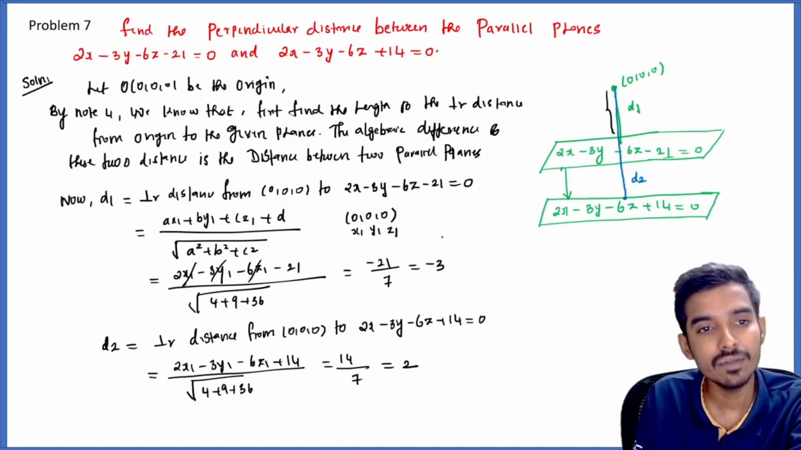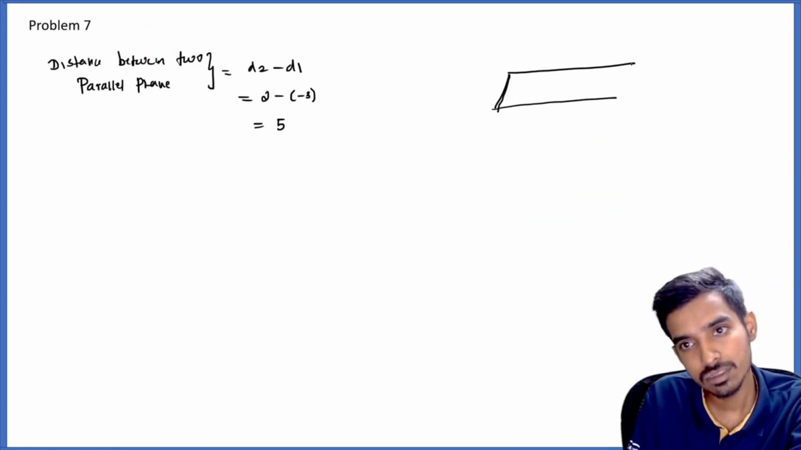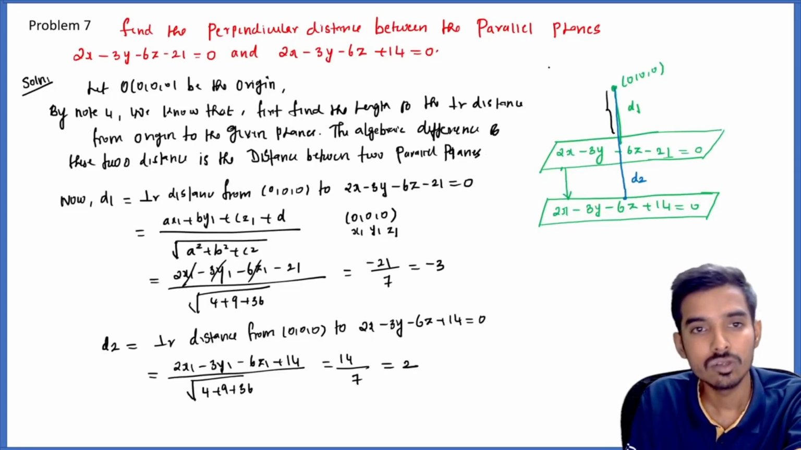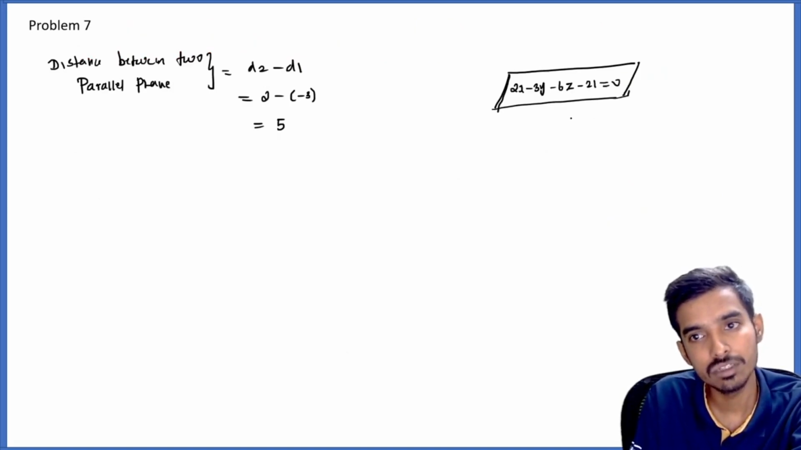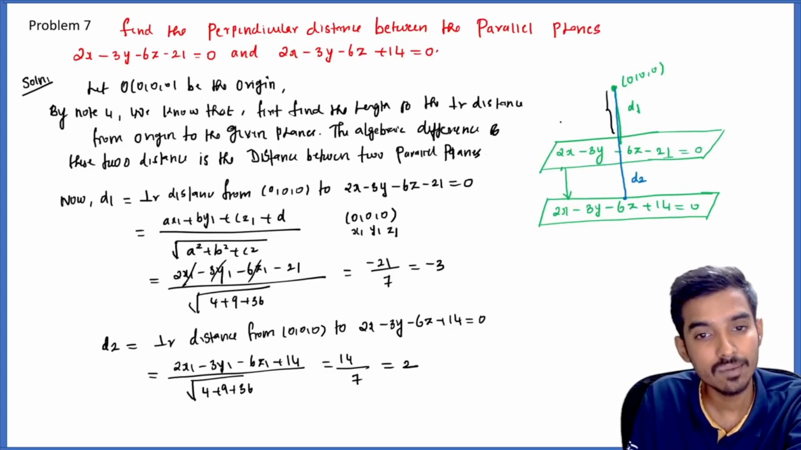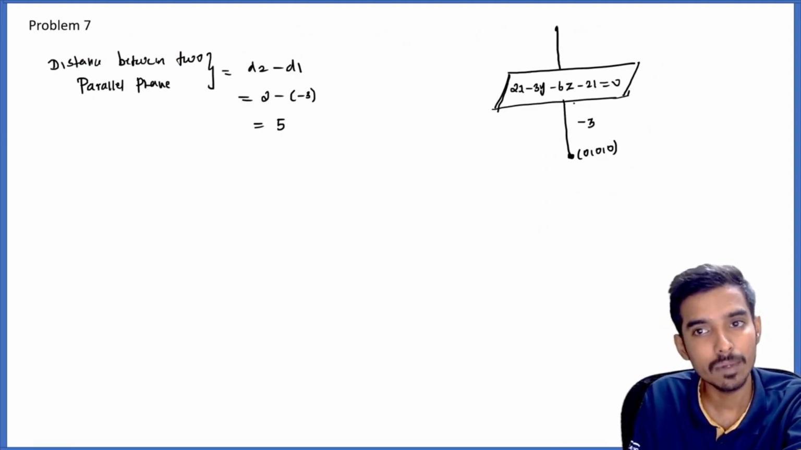Here we have negative 3 because of how this plane lies. This is the first plane, 2x minus 3y minus 6z minus 21 is equal to 0, and the origin will be here. That's why we have negative 3 units as the distance. If we had plus 3, you would take this distance as plus 3. Both are equivalent distances, one above and one below.